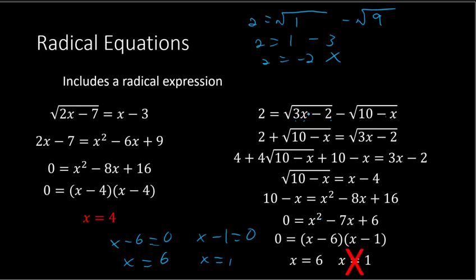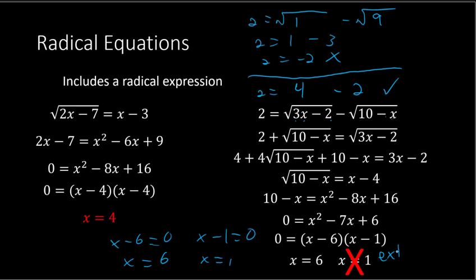If you plug a 6 in, it would work. We would have 18 minus 2, which is 16. So we would have 2 equals the square root of 16, which is 4, minus 10 minus 6 is 4, so the square root of 4 is 2. 2 equals 4 minus 2, that one does work. All right, so 6 does work, the 1 does not.